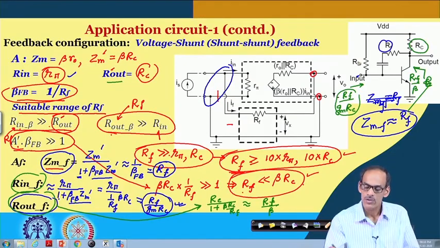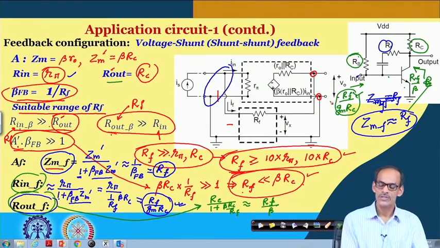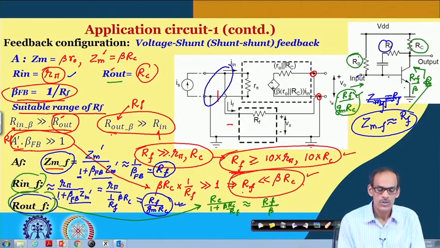Of course, we have ignored this resistance and that should not be a problem, because the typical value here is much smaller than this RB. In fact, RB is much higher than R pi itself, and this feedback resistance is a reduced version of this input resistance. So, naturally it should not be having any problem.